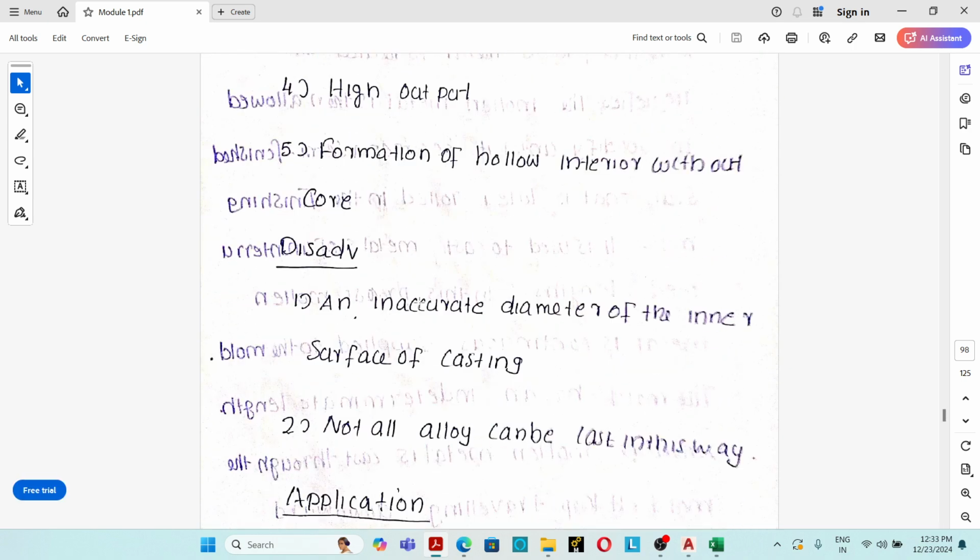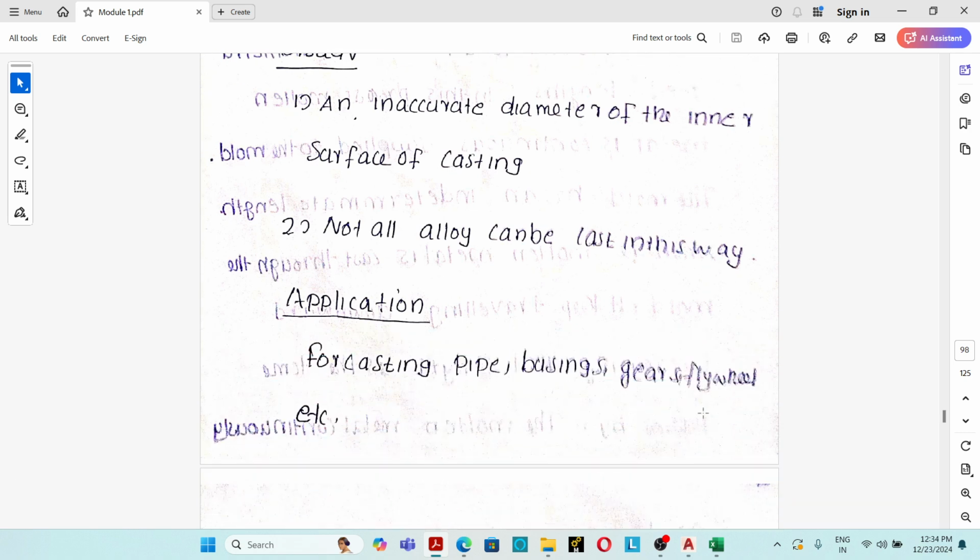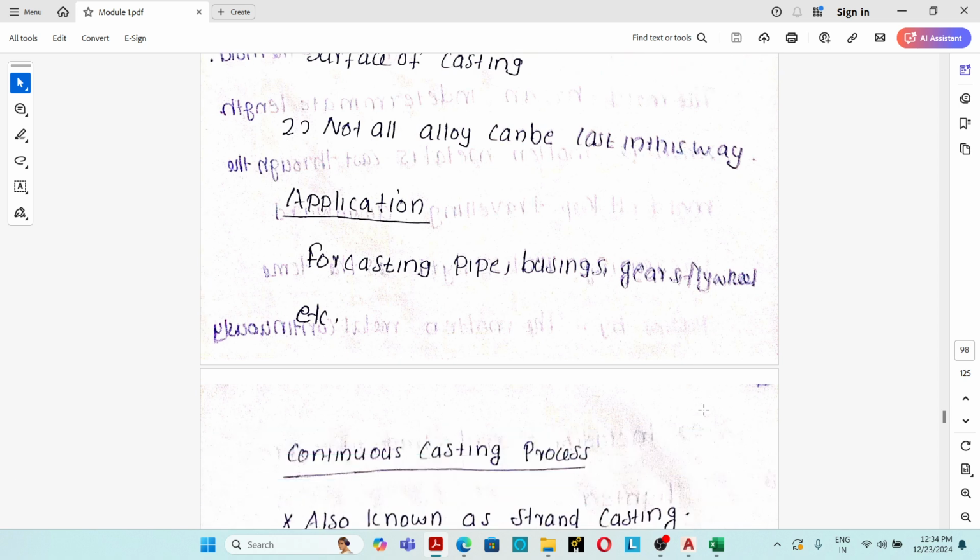And what are the disadvantages? Inaccurate diameter of the inner surface of the casting. Not all alloys can be cast in this way. Applications: casting pipes, bushings, gears, flywheels, etc.